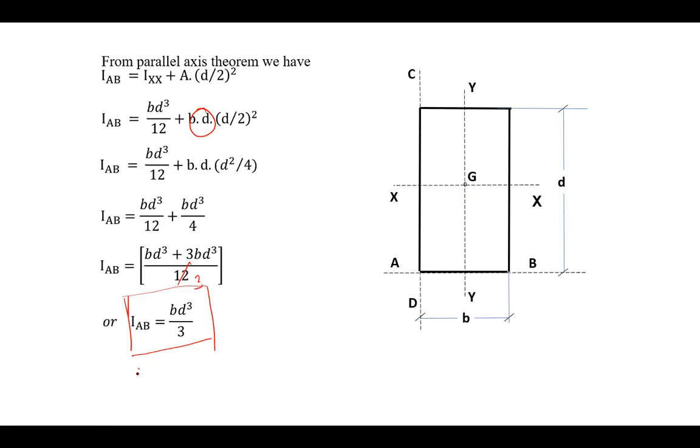So similarly you can calculate moment of inertia of the same rectangle about CD. Okay, which will become db cube by 3, right? So this is how we will be finding out the moment of inertia of the rectangle about central axes Ixx and Iyy, and IAB and ICD. You can just see bd cube by 3 or db cube by 3, one and the same, right?